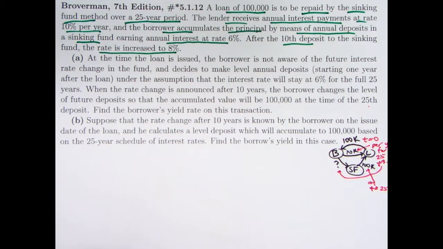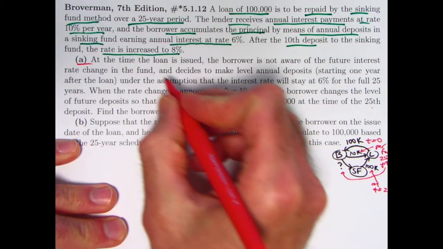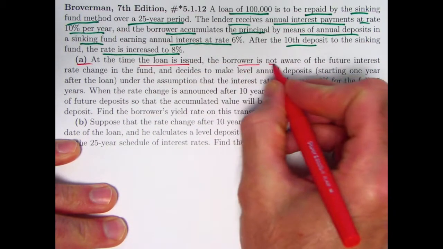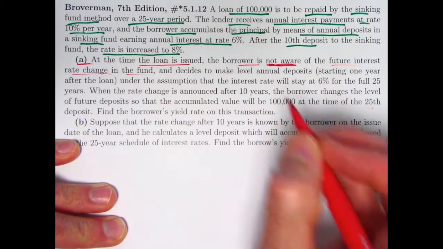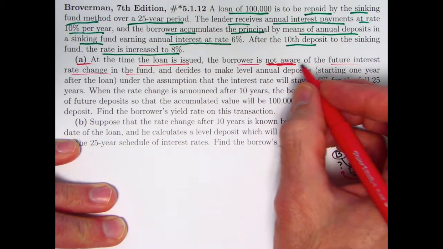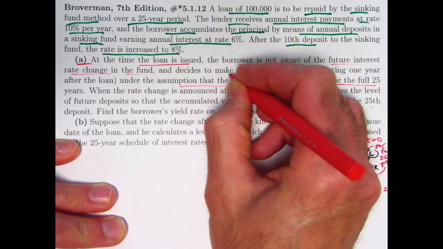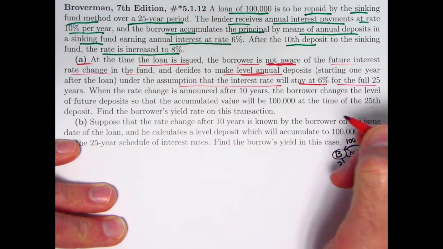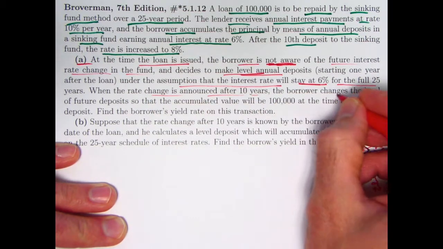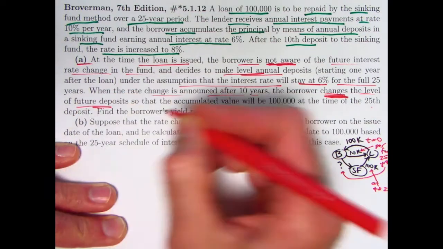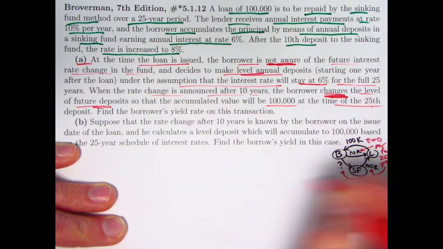All right, now we're on to solving the pieces to this. Part A, at the time the loan is issued, the borrower is not aware of the future interest rate change in the fund from 6% to 8% at time 10. And based on assuming that the interest rate is going to stay at 6% for the full 25 years, he's going to make level deposits for those first 10 years based on that assumption. When the rate change is announced after 10 years, the borrower changes the level of the future deposits, the last 15 deposits, to still accumulate to $100,000 at the end of the 25 years.